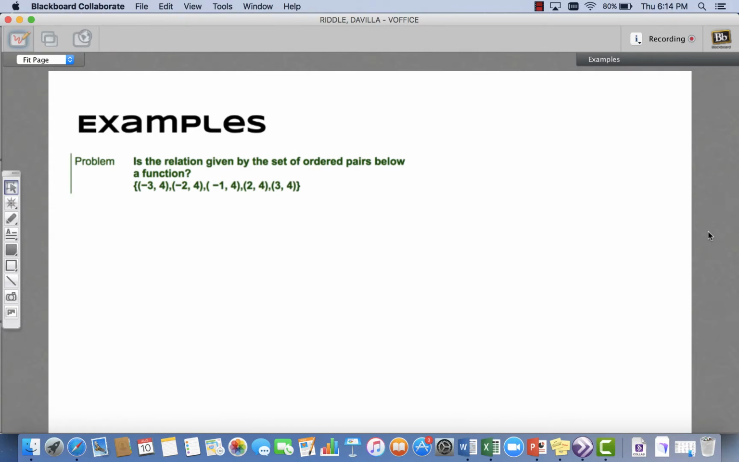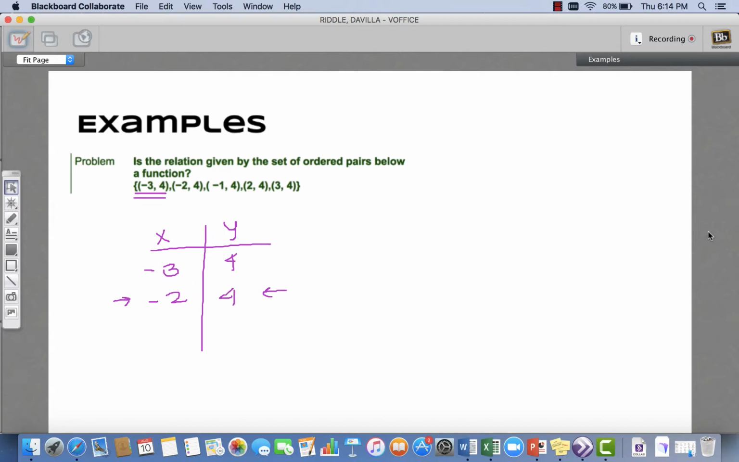Okay, what about this one? So I'm gonna put the x here and then the y's here. Again, I'll do the first one, okay? And then you tell me the second ones. So -3 and then 4. Can you tell me what goes here? Okay, -2.